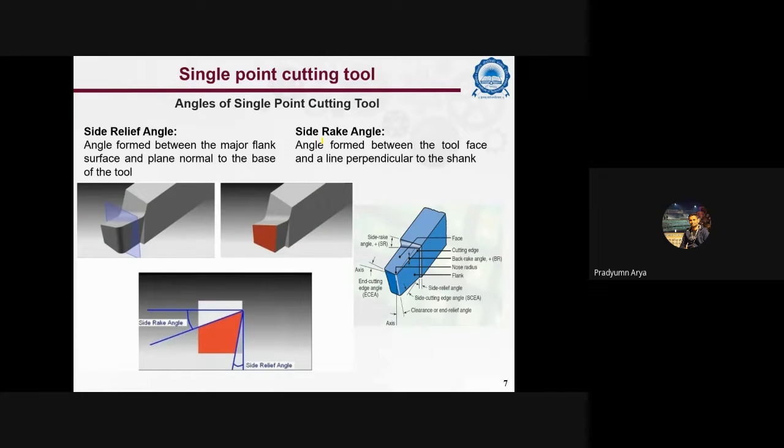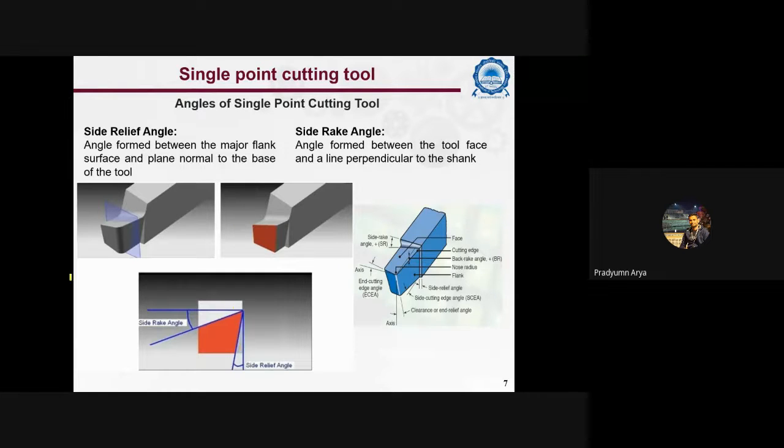The last is the side relief angle and side rake angle. With the help of the figure, you can easily understand the side rake and side relief angle. So side rake angle is the angle formed between the tool face and a line perpendicular to the shank, and generally ranges from 5 to 15 degrees. Similarly, side relief angle is the angle formed between the major flank and a plane normal to the base of the tool.